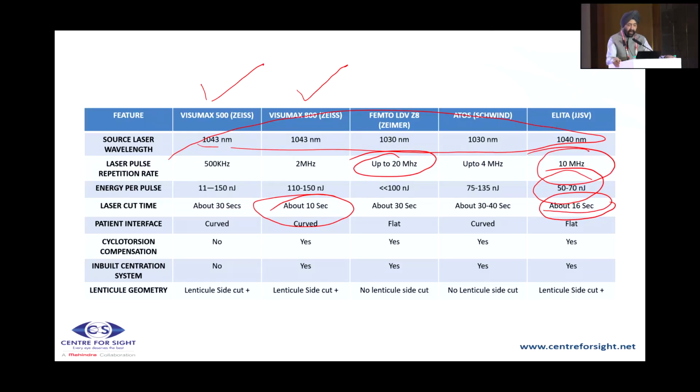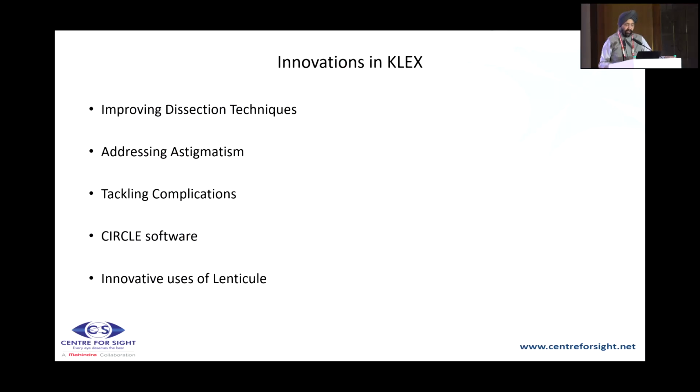Most of them have either a curved or a flat interface. The Zimmer and the Elita have flat interfaces. The earlier problem in the 500 was that there was no cyclotorsion compensation or inbuilt centration. That means after you have docked, if the centration is off, you cannot do anything. You have to release the dock or do it again. And if there is a torsion which you have, then the astigmatic correction will not be there. But the majority of the other systems, even the new Visumax, have this now.